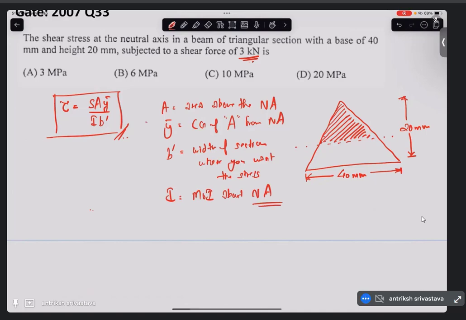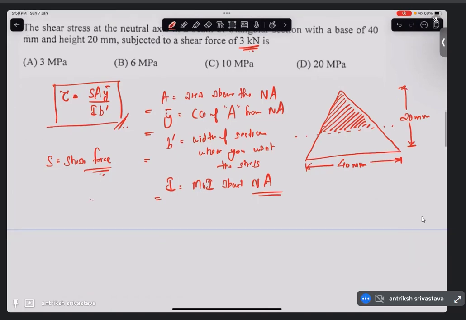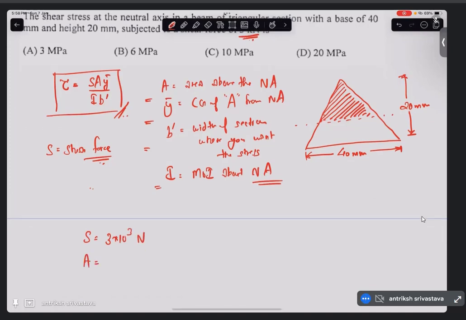All right, so these are the things. S is nothing but the shear force. Let me write it for completeness. So do we know some of the things here? Let us see. What is S? S is 3 into 10 power 3 Newton. What is A? A is going to be this area that we have seen here.